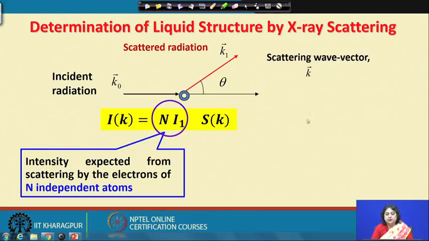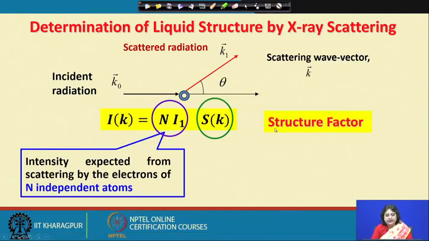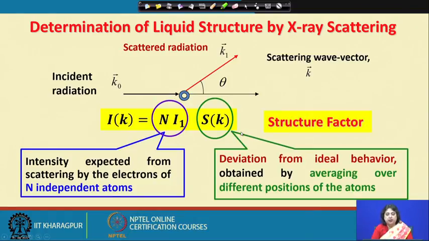Now, the second factor that I have is S of k. This is a factor which depends on k, and this is known as the structure factor. So, what does the structure factor tell us? It tells us that in the scattering pattern, there is a deviation from the ideal behavior, where all the N atoms are independent of each other. The position of the ith atom does not depend on the position of the jth atom in the ideal case, but in reality the positions of different atoms will be correlated to each other.